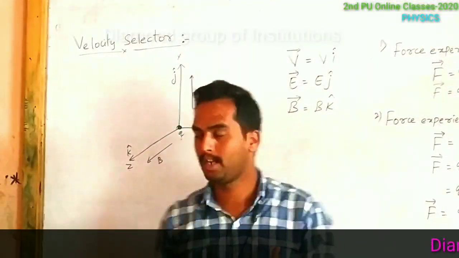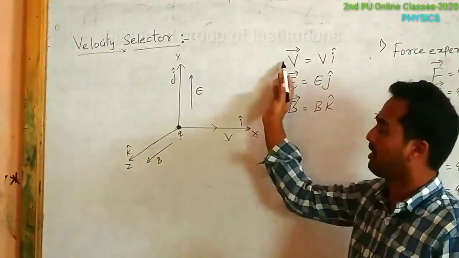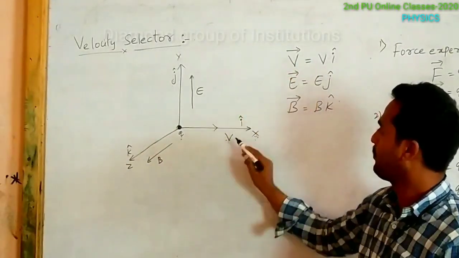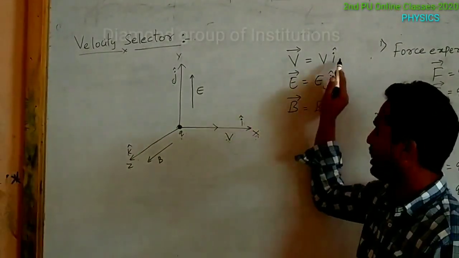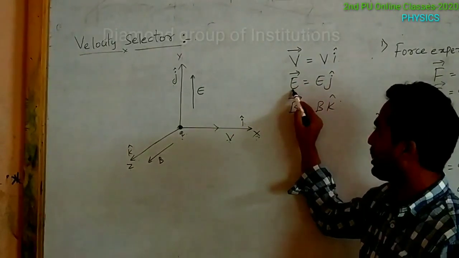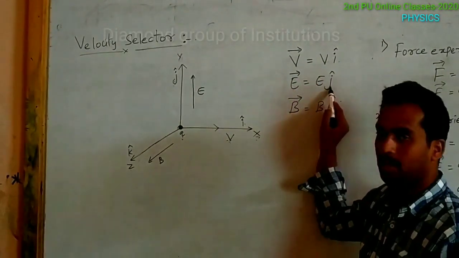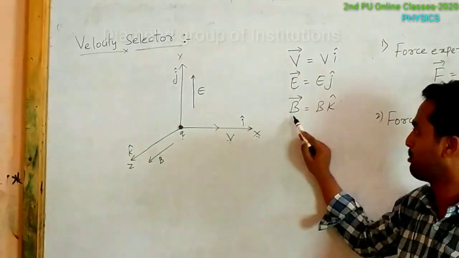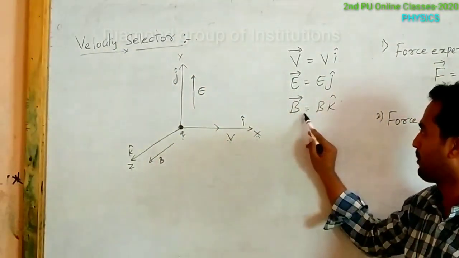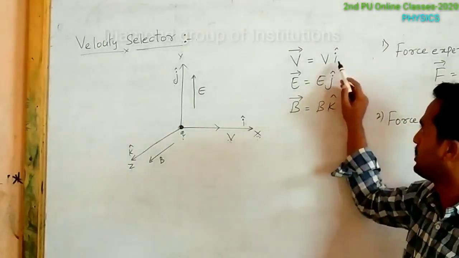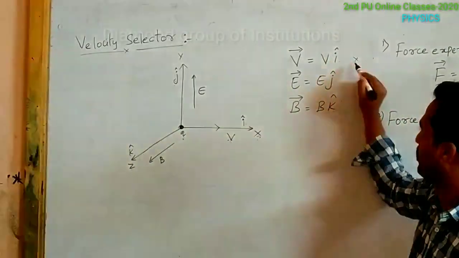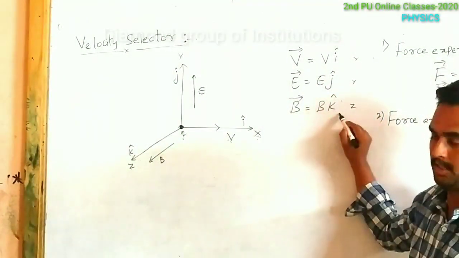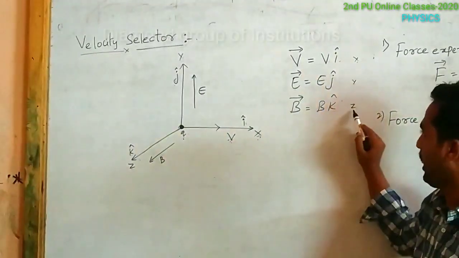So we can write in terms of vectors: velocity vector V equals V into what is the unit vector here? I. Electric field E equals E into J, because it is along the y-axis. Similarly, magnetic field B equals B into K. So this is along the X axis, this is along the Y axis, whereas this is along the Z axis.